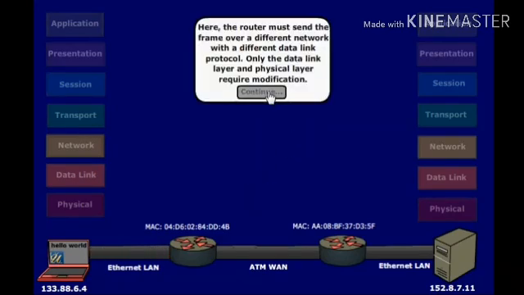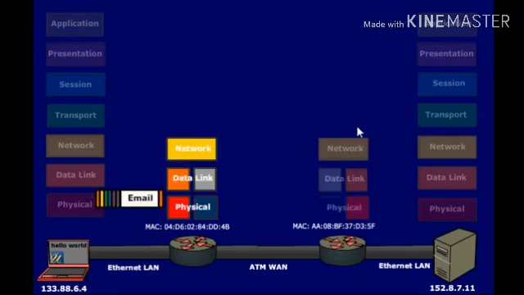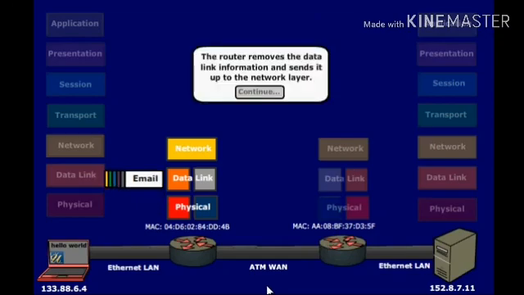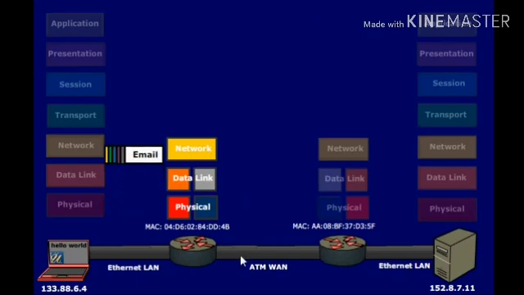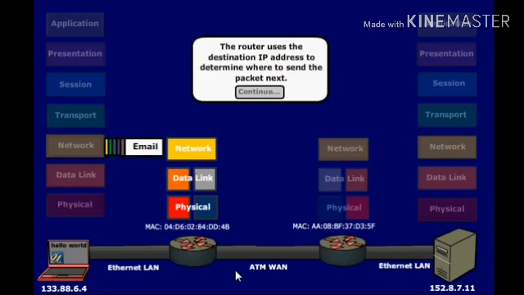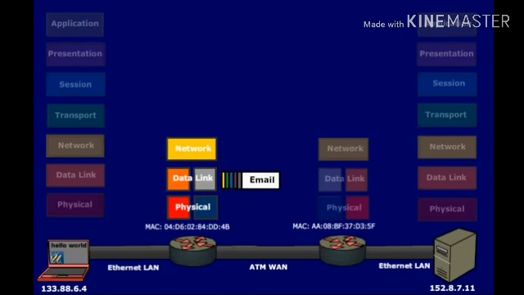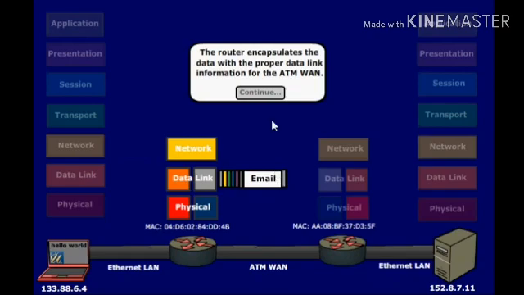Here the router must send the frame over a different network with a different data link protocol. Only the data link layer and physical layer require modification. Once the frames reach the router, it removes the data link information and sends it up to the network layer. The router uses the destination IP address to determine where to send the packet next. The router encapsulates the data with the proper data link information for the WAN.